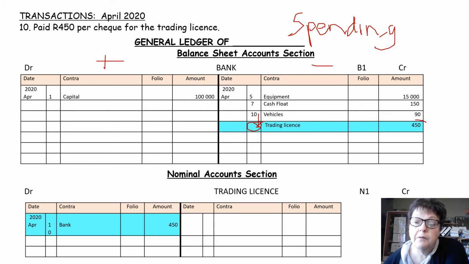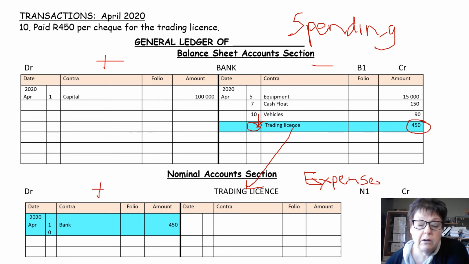This time we are spending 450 Rand on what? On the trading license. Bank being an asset decreases on the credit side. The other account concerned will be trading license. You know that trading license is an expense, remember? Expenses are in the nominal section. We also know expense increases on the debit side, decrease on the credit side. We bought this on the 10th of April. Money came from the bank and the amount is 450.